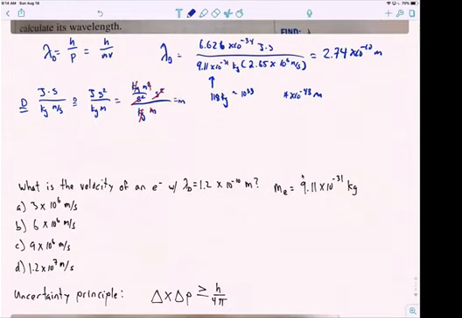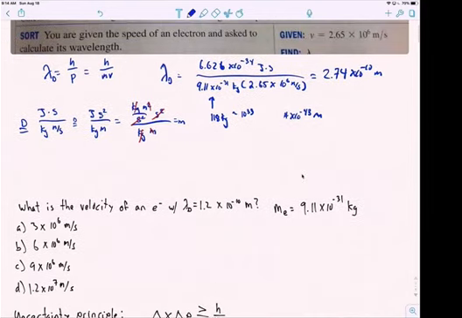Okay. So let's see if you can do this backwards. What is the velocity of an electron with that de Broglie wavelength? Let's see if you can do it the other way. So lambda d is h over m v, which means v is h over m lambda d, with h being 6.626 times 10 to the minus 34.